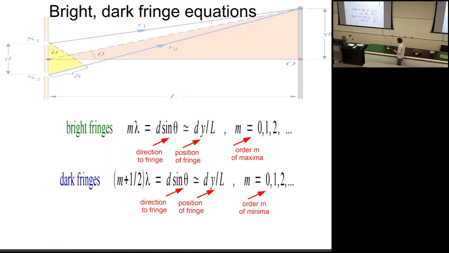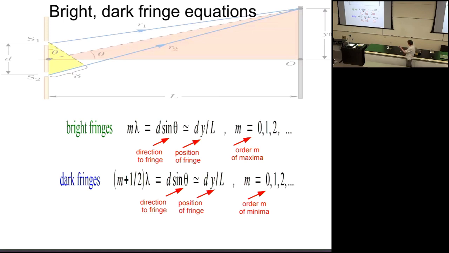Okay. So these are the equations that tell us where the bright fringes are, where the dark fringes are. Where the bright fringes are is where that extra distance that one ray travels compared to the other is a whole number of wavelengths. And where the dark fringes are is where that extra distance that one ray travels compared to the other ray is a half integral number of wavelengths. I mean, half a wavelength, 3 halves a wavelength, 5 halves a wavelength.